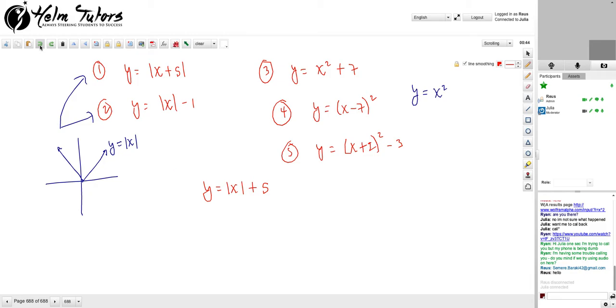Yeah, but if it's minus 5, I'd go down 5. But when it's inside of the absolute value, so when the number is like that, then it's a shift to the left or right. And which way is it? Remember, when it's inside, left or right, it's the opposite. So absolute value of x plus 5 would be to the left 5. That would be like this here, if I were to graph it. Does that make sense? Okay, that's for 1. What about 2?